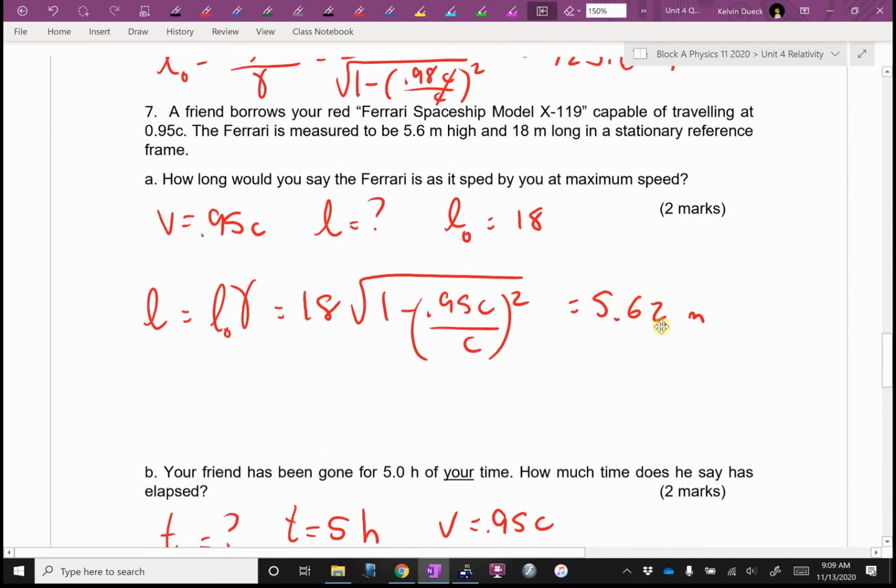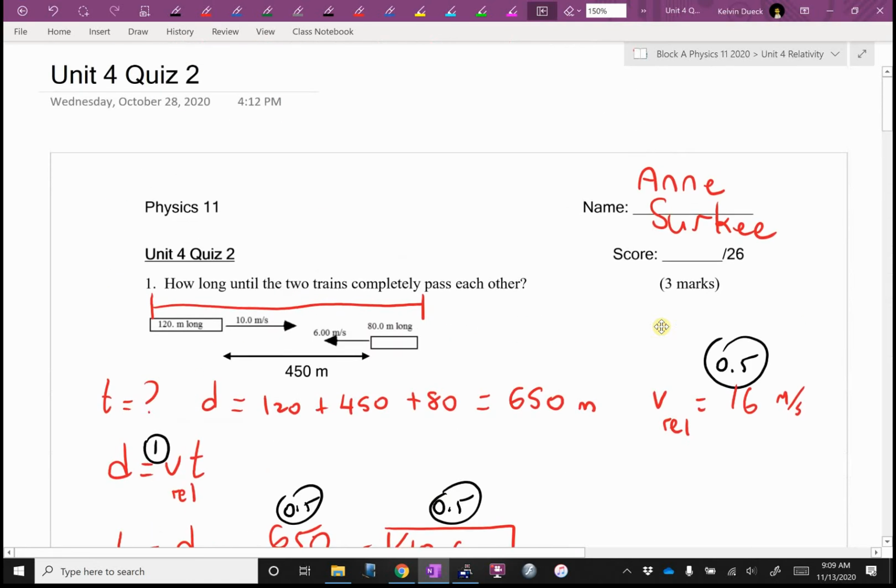Can you give yourself a lovely score at the top of this quiz out of 26, please?